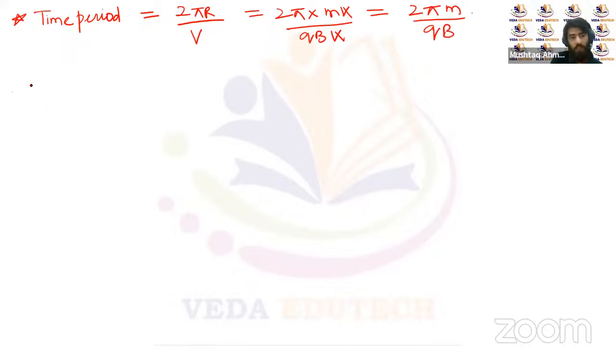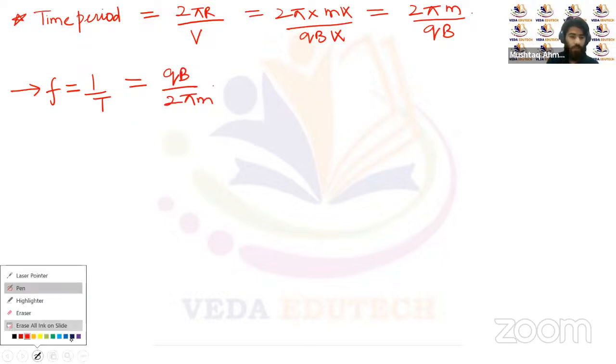And similarly, we can find the frequency of this particle, which will be 1 upon time period. So this will be equal to qB upon 2 pi m. This will be the frequency of this particle.